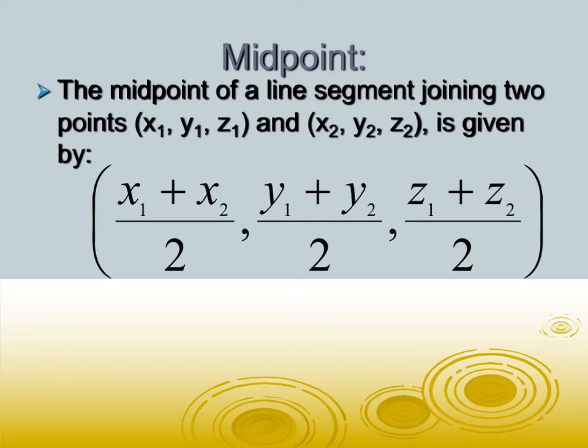Here we have another formula to help us find the midpoint between 2 points, x1, y1, z1, and x2, y2, and z2. That formula is x1 plus x2 over 2, y1 plus y2 over 2, and then z1 plus z2 over 2.